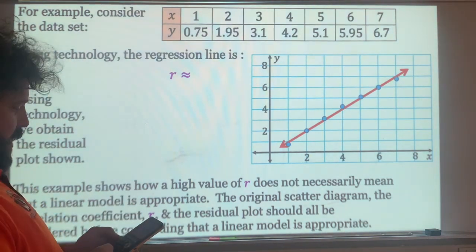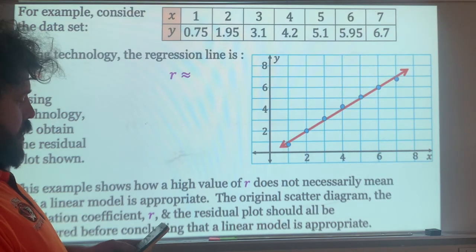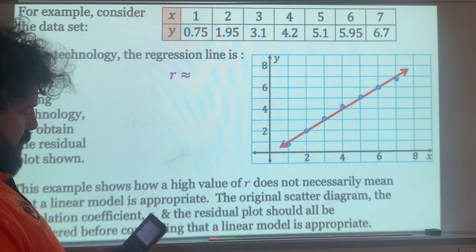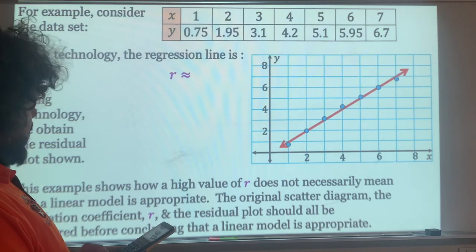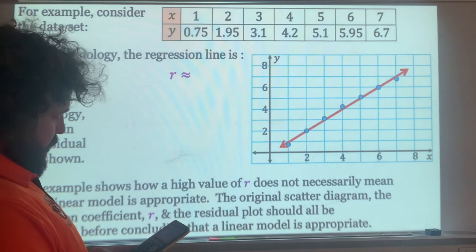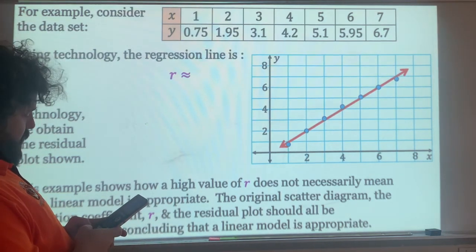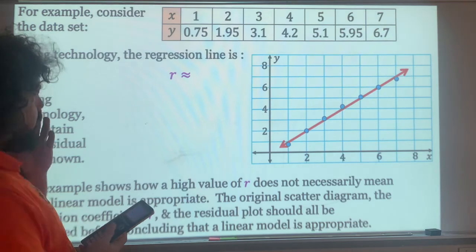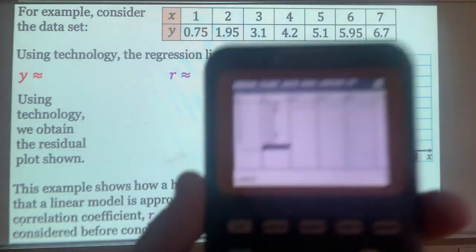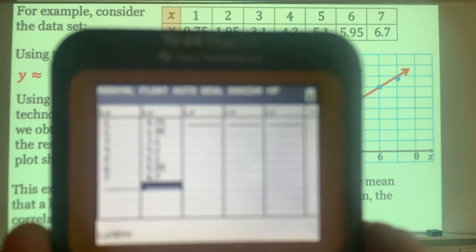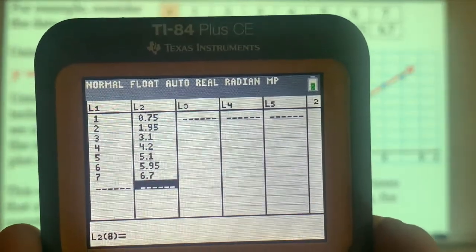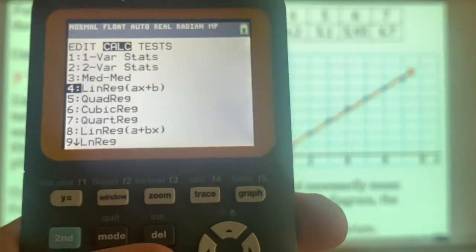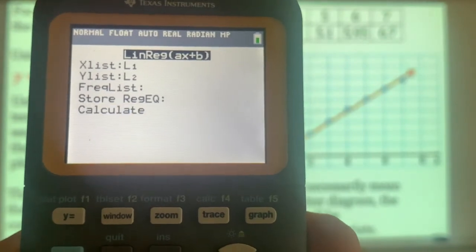So that's good. I'm going to type in stat, edit. We go to 1, 2, 3, 4, 5, 6, 7. We do 0.75, enter. 1.95, enter. 3.1, enter. 4.2, enter. 5.1, enter. 5.95, enter. 6.7, enter. All right, got all my stuff in. Give me a little zoom there. There we go. And you know the buttons: stat, calc, linreg, experts, right? Enter, enter, enter.